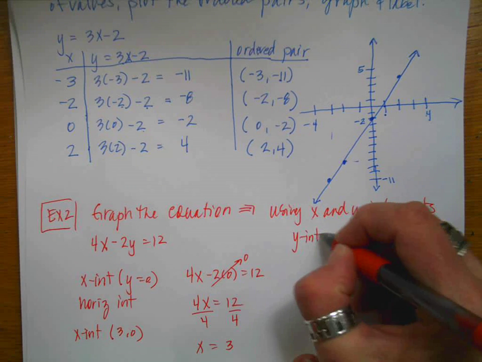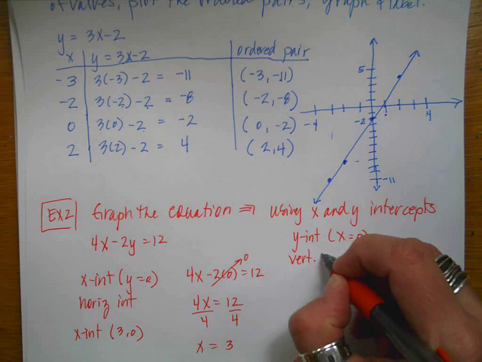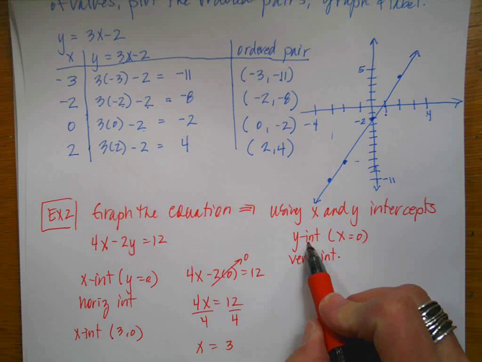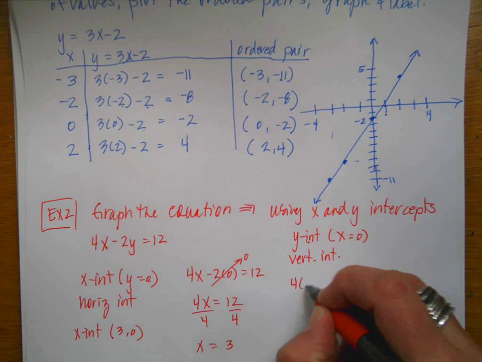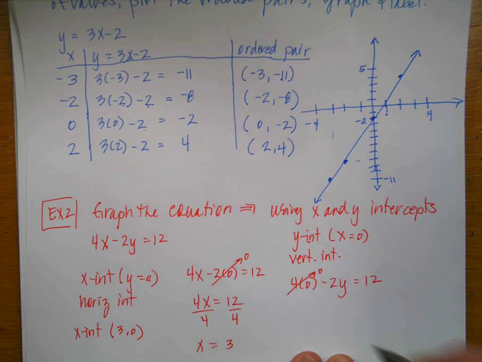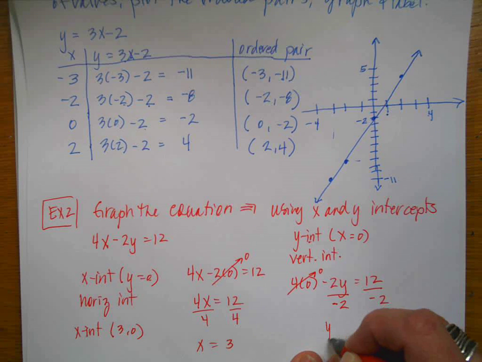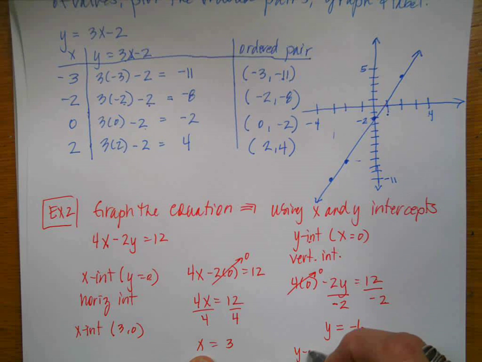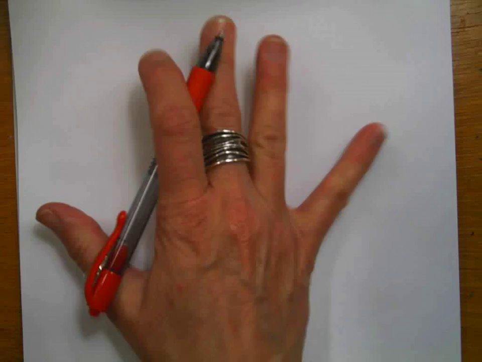So then I'm going to do the y-intercept, and that's when x is equal to 0. And this particular worksheet will call this the vertical intercept. Either is okay. I don't care what you refer to it as. Y-intercept has fewer letters to write, so that's why I tend to use that. So if x is equal to 0, it's going to be 4 times 0 minus 2 times y is equal to 12. This is 0. I'm going to divide both sides of the equation by negative 2, and I get y is 12 divided by negative 2, which is negative 6. So my y-intercept is going to be (0, -6).